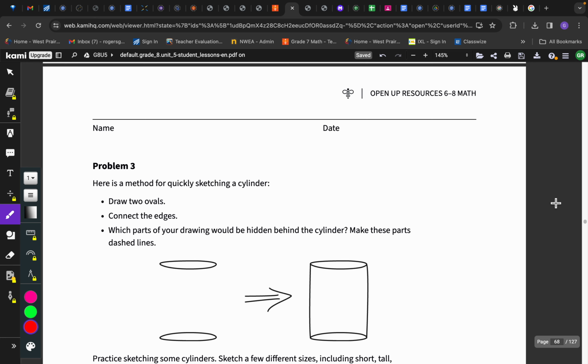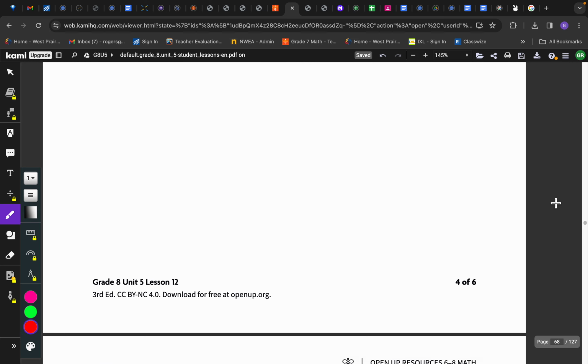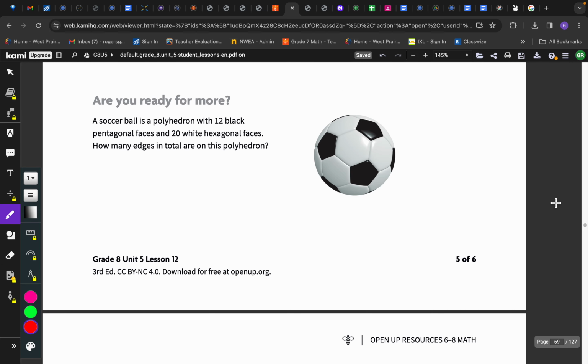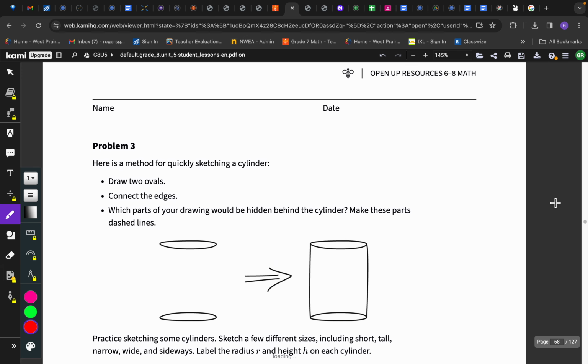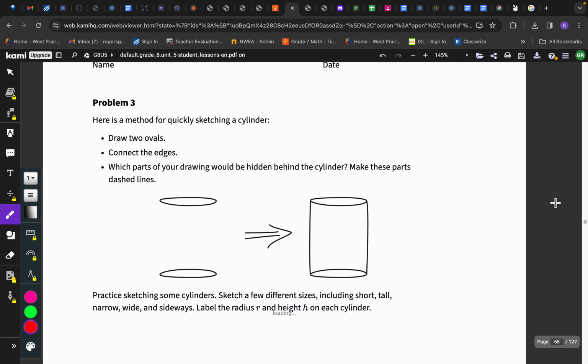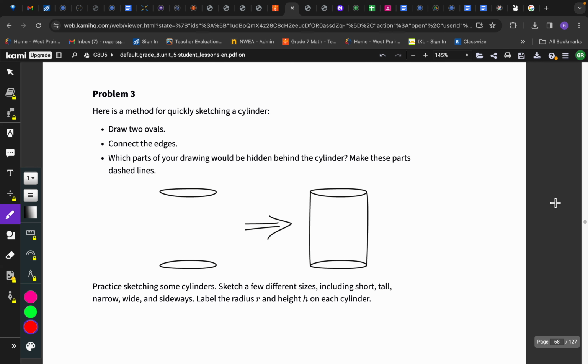So last but not least, you'll notice this is a pretty simple yet necessary lesson at just building some volume sense.